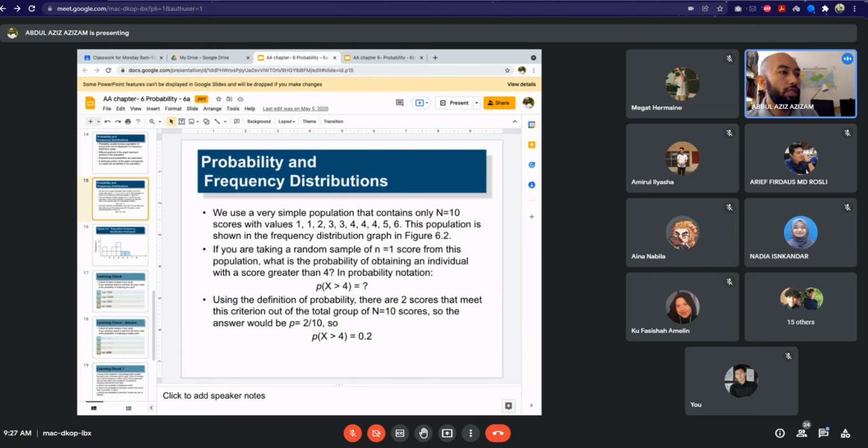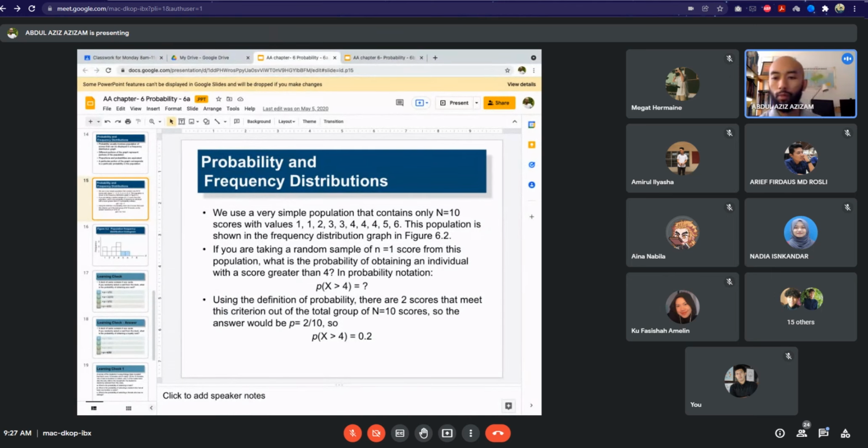Okay, so using the definition of probability, there are two scores that meet this criteria of the total group equal to 10. So the answer would be P, 2 divide by 10. So kita dapat proportion 0.2.